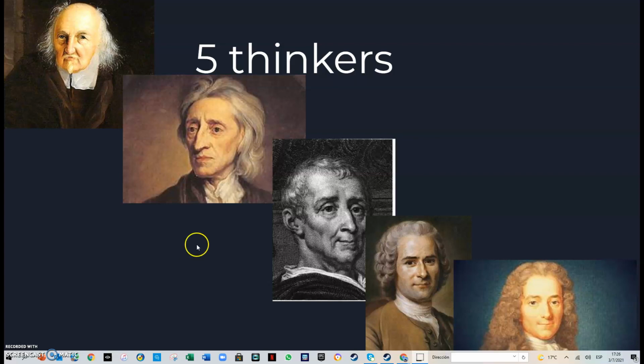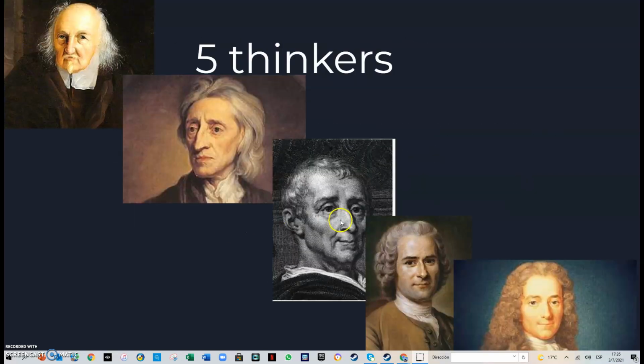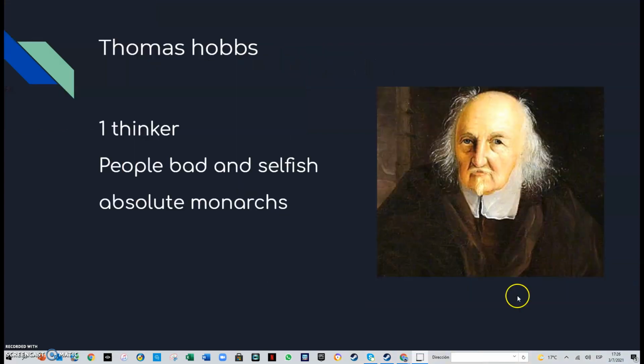In this movement, there were 5 different thinkers. The first one was Thomas Hobbes, the second, John Locke, this is Montesquieu, then Rousseau, and finally, the last thinker, Voltaire.